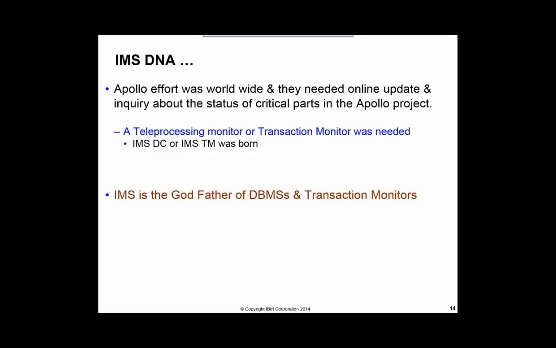Also, the Apollo effort was worldwide, and so they needed an online update and inquiry capability on the status of critical parts of the Apollo project. So you needed to have online access to the data. And so, believe it or not, the first transaction monitor, or in those days they didn't call it a transaction monitor, they called it a teleprocessing monitor, was born. This was the first time ever in computer systems back in the 60s that a transaction monitor was born. So I view IMS as the godfather of database management systems and transaction monitors, if you will.